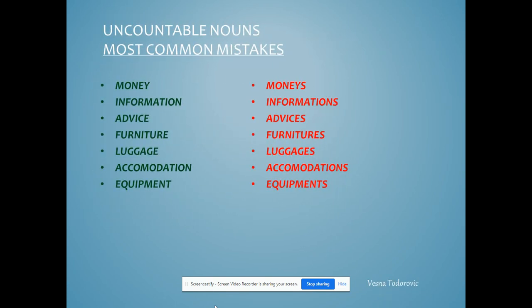Now, this is very important to know. I have made a list of the most common mistakes my students make while using uncountable nouns. For some reason, they tend to use money in plural, information in plural. So please, please never say or never use monies or informations or advices. Never, because these nouns are uncountable and they can be used only in singular forms.